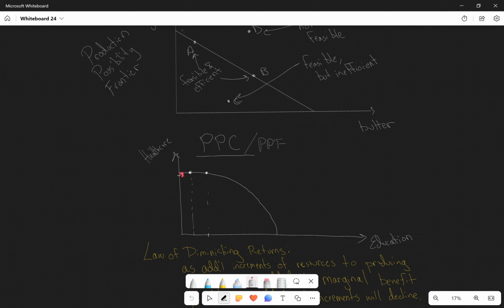And to increase by that tiny little amount, we're going to have to give up a lot of education because we're forcing teachers to retrain and become nurses. We're trying to change schools into hospitals, so on and so forth, right?